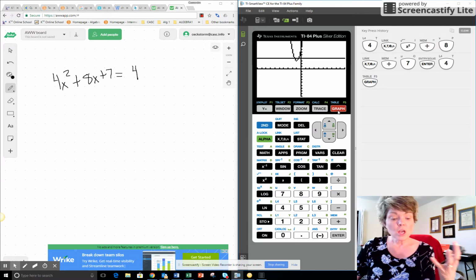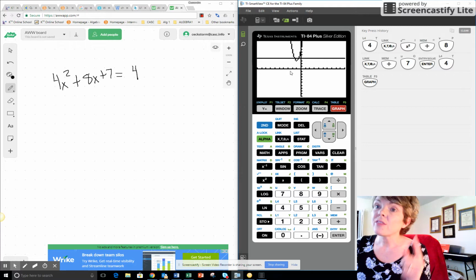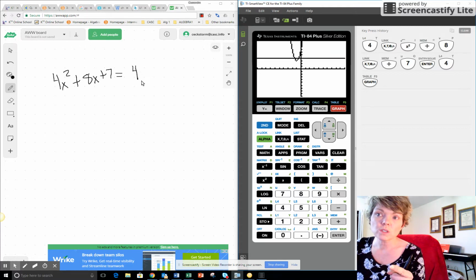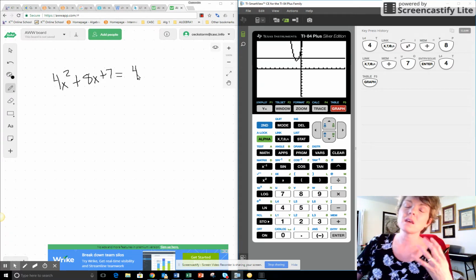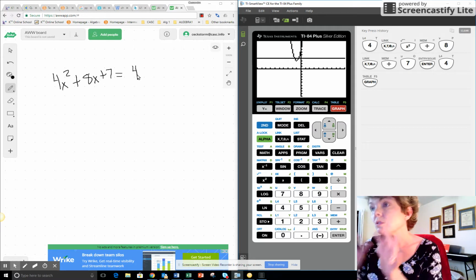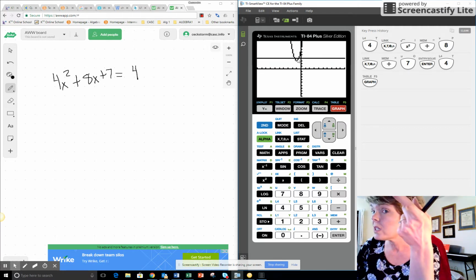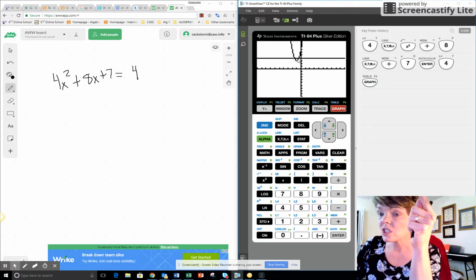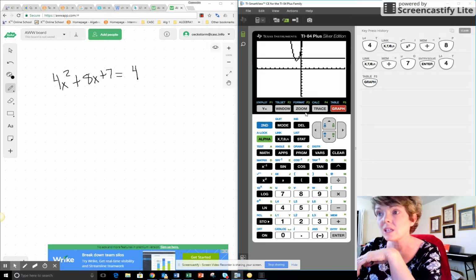Now, you may notice that this parabola doesn't cross the x-axis. That's okay, because it doesn't equal 0, it equals 4. If it equaled 0 and didn't cross the x-axis, then you'd have no real solutions. But that's not the case here, because the line y equals 4 does cross the parabola. You're just looking for the what? The intersection. And that's what gives you your clue as to what to do next. We're looking for the intersection.